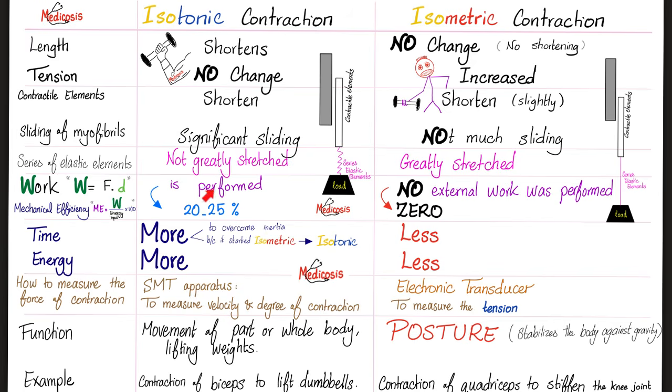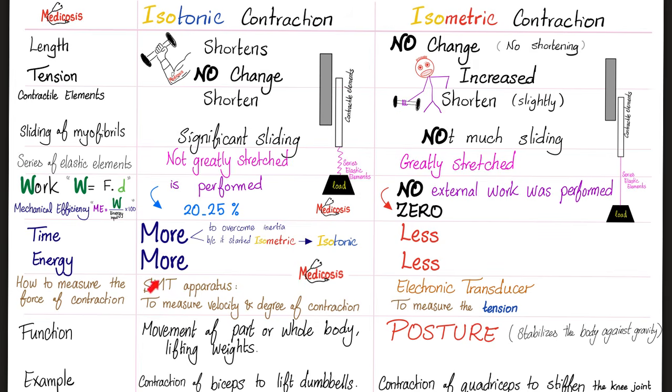It's not 100%, it's 20 to 25%. What happened to the rest of the energy? It has been released as heat. Time. Which one takes more time? Medicosis, who is actually successful at lifting it, or the person who couldn't? Of course, it takes more time for Medicosis for two reasons. Medicosis has to overcome inertia and gravity. And more importantly, even though Medicosis was able to lift up the dumbbell, he started as isometric, and then he was able to lift it, so the isometric changed into isotonic.